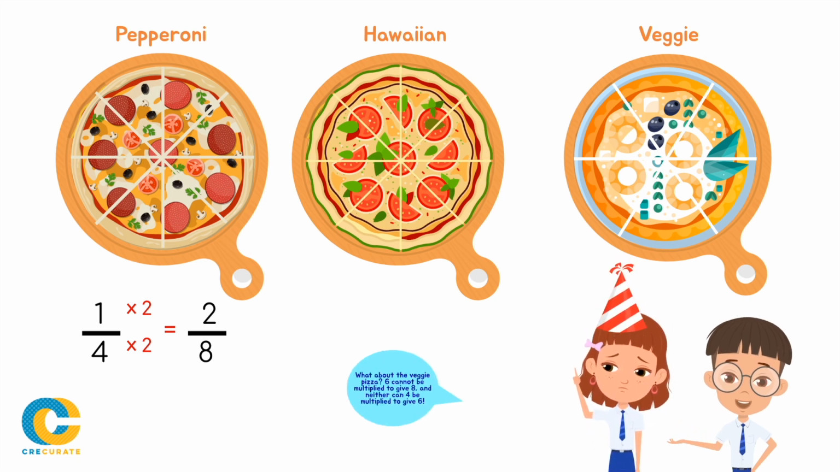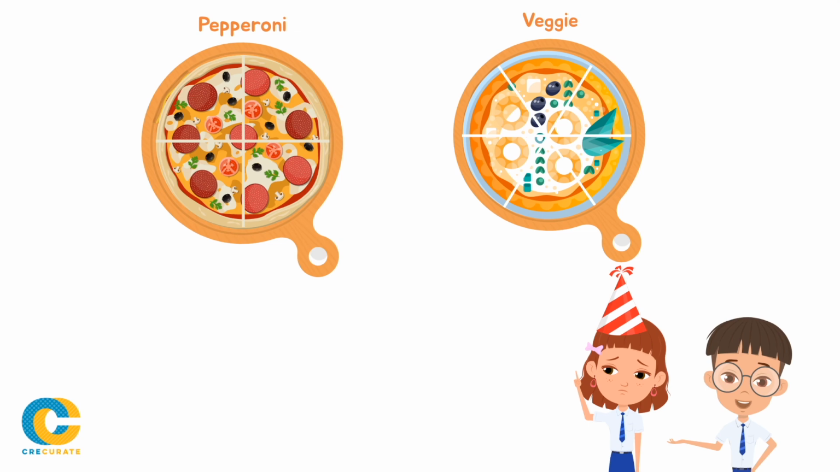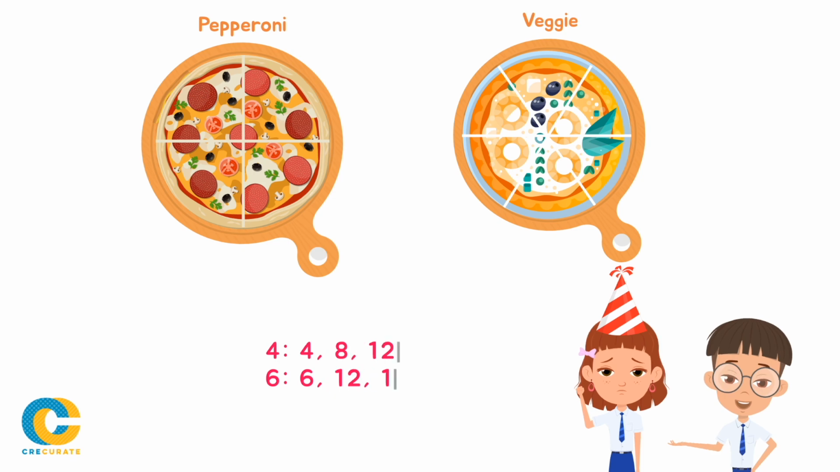That's great, but what about the veggie pizza? 6 cannot be multiplied to give 8, and neither can 4 be multiplied to give 6. Well, we simply need to find the lowest common denominator, Sandra. Remember we learned about multiples and finding the lowest common multiple in school? We simply need to list out the multiples of 4 and 6, and find the lowest common one, which is 12.